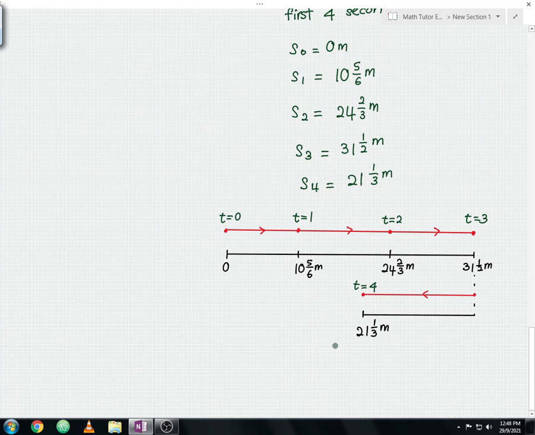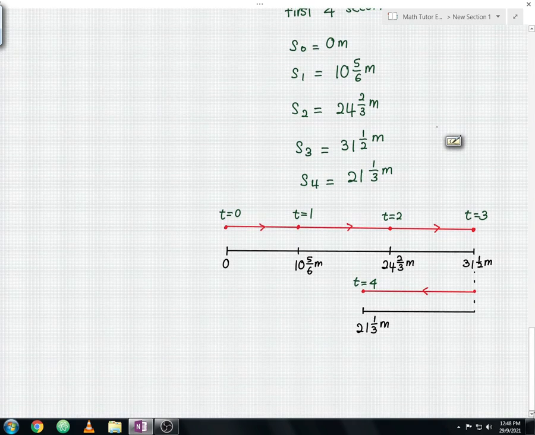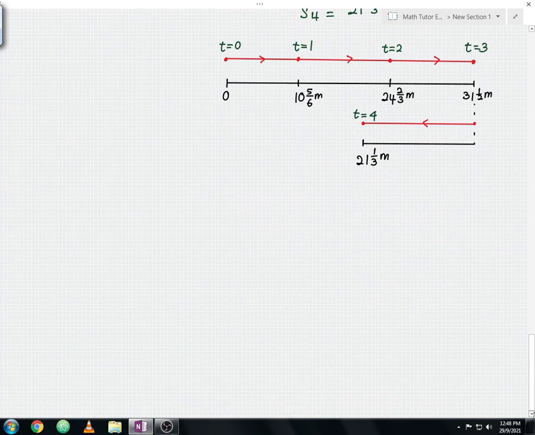So from here, what we're going to do is we're going to use this motion diagram to calculate our distance traveled for the first 4 seconds. Okay, so from here, let us start.